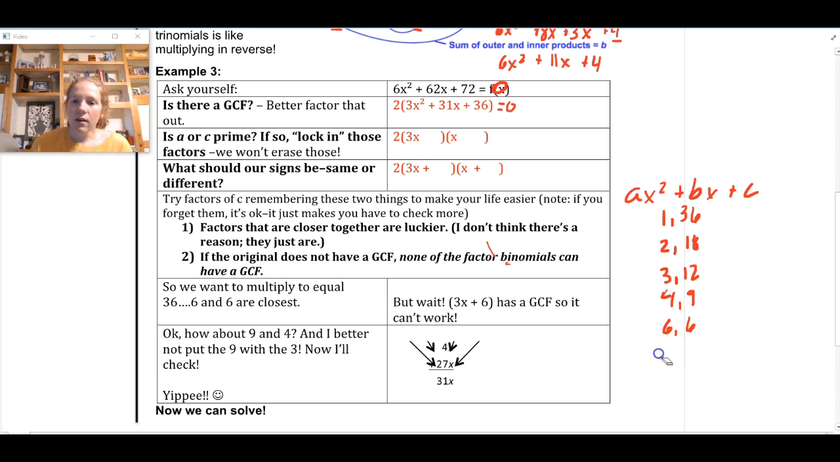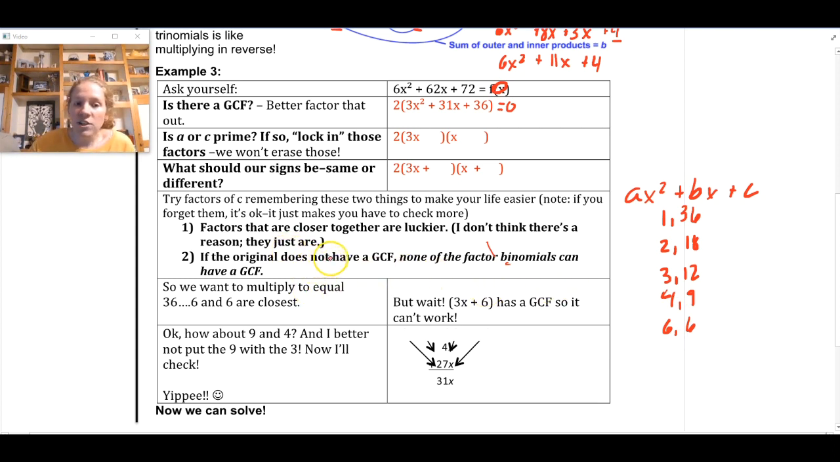All right, so these are the things I can try. There are a couple little hints that can help you along the way. Factors that are closer together are luckier, so when you make your list, go down to the bottom and start from there. I don't know why they end up being luckier, they just are. I find that they work out more often than the others.